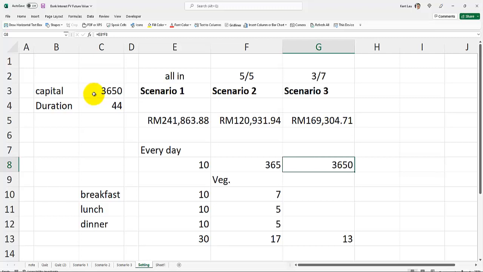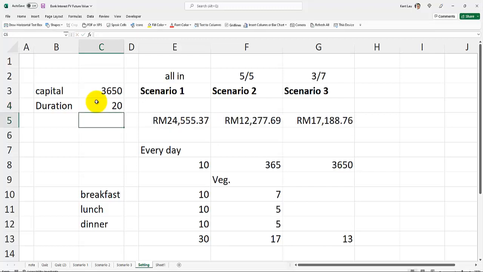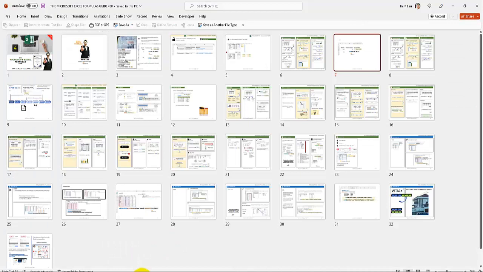3,650 over 44 years. Okay, let's say you don't want to wait for 44 years. You want it for just 20 years. So that's 24,000, and that's all because you write a book. You write an Excel guide, right? Yeah, you have 365 Excel functions and you talk about it and you publish it, right? And you sell it for 20.